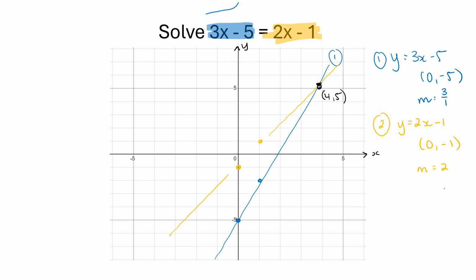If I sub in 4 into my 3x minus 5, hopefully I end up with the same over here. And by the looks of it, I do, because I end up with 12 minus 5 and 8 minus 1, which gives me 7. Okay? So that's not meant to be (4, 5). It should actually be (4, 7). So hopefully you've graphed that one a bit more accurately than me.